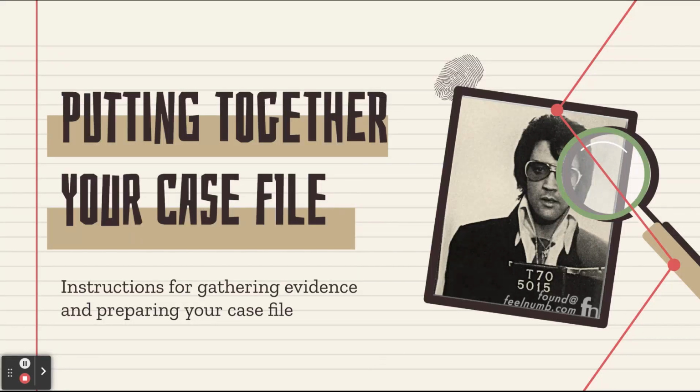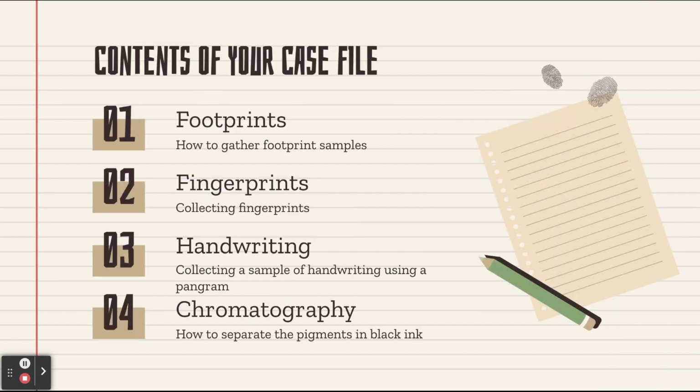Follow the instructions in this video to gather your evidence and prepare your case file. There are 4 different kinds of evidence you need to include in your case file: footprints, fingerprints, handwriting sample, and chromatography. Let's look first at how to gather footprint samples.